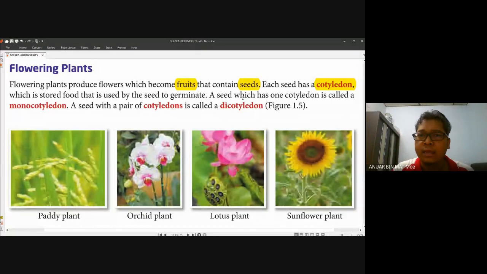A seed with one cotyledon is called monocotyledon, and a pair of cotyledons we call dicotyledon. What is cotyledon? Cotyledon is the part of the seed that stores food used by the seed to germinate. If you want to remember further what is cotyledon and what is a flowering plant, go back to chapter number 4, if I'm not mistaken, reproduction in plants. We learned about pollination, from the flower, and then it becomes the fruit. We go later.